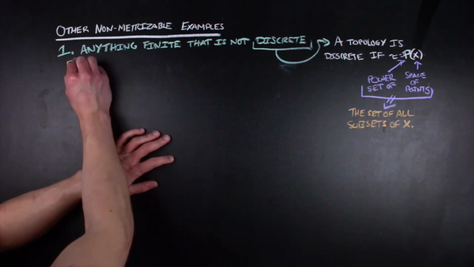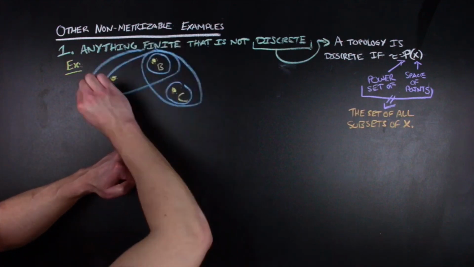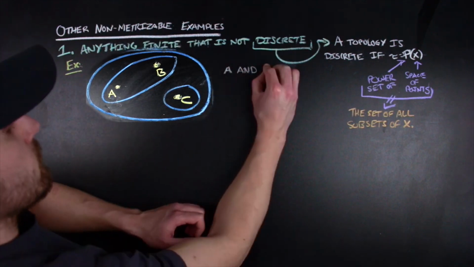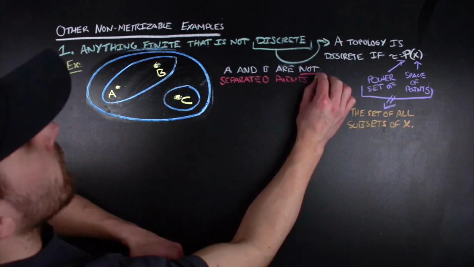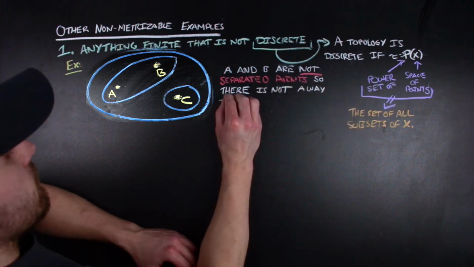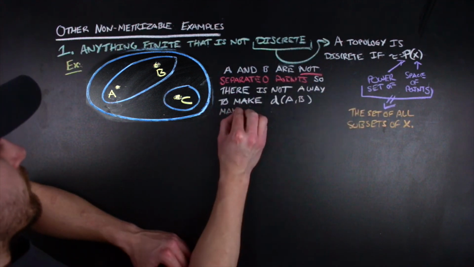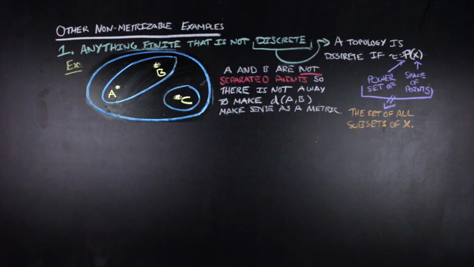So in this example, we can have these 3 points A, B, and C, and have it so that A and B are not separated points. And so since A and B aren't separated points from the metric space point of view, there isn't a way to assign a metric to the space that will keep A and B not equal to each other, but also not separated, as in having distance between A and B equal to 0.